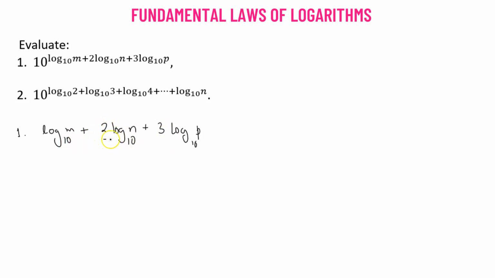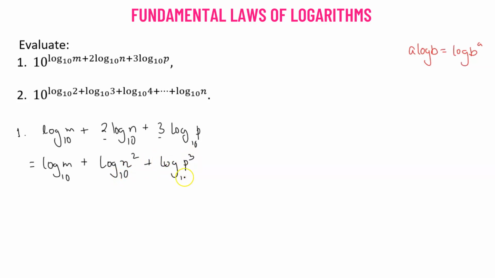We can get rid of the coefficients 2 and 3 by using a property of logarithm. If we have a times log of p, that will be equal to log of p raised to the power of a. We can rewrite this to get log of m with a base of 10. This is fine. The second term will then become log of n squared with a base of 10 plus log of p cubed with a base of 10.